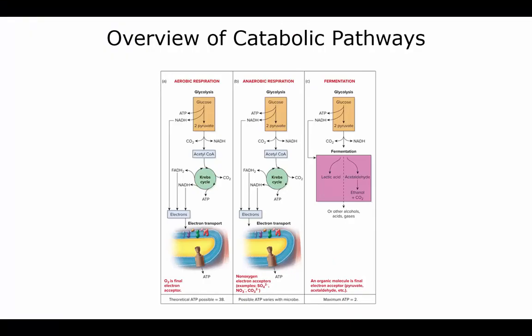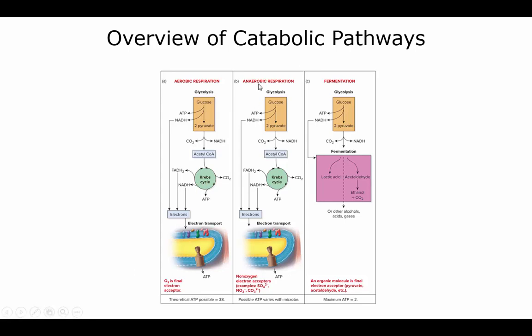I'll go ahead and warn you, this is going to be the longest video of this chapter. But here we're looking at all the catabolic pathways. We have aerobic respiration here with oxygen as the final acceptor, and we can theoretically make up to 38 ATPs. And you see glycolysis, the Krebs cycle, and the electron transport chain are all part of that.